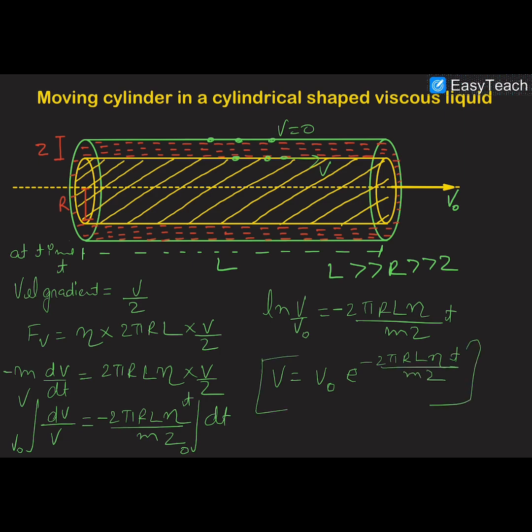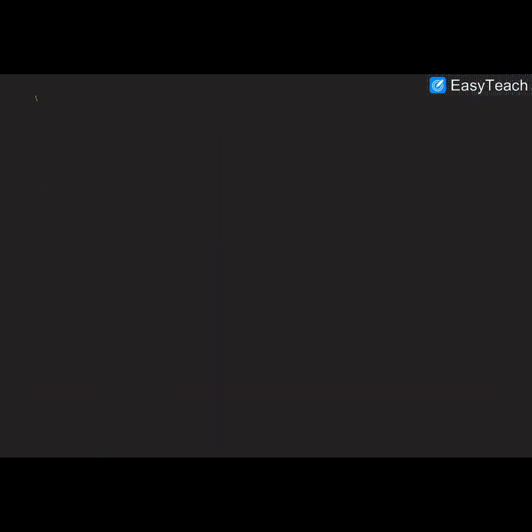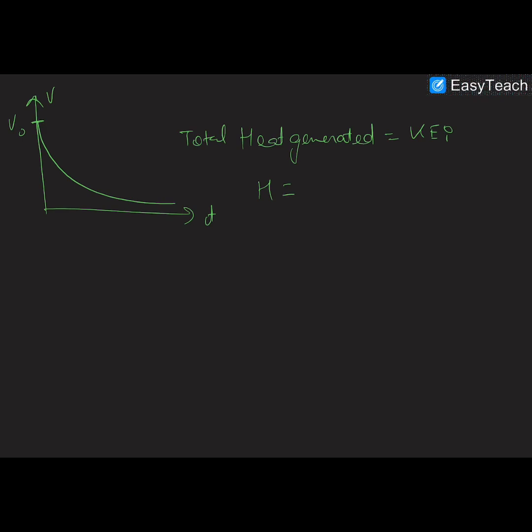So this will be the velocity of the cylinder, and the variation of this velocity with time will obviously be exponential, and it would look like this. And the total heat generated will be the initial kinetic energy, because eventually all the kinetic energy will be lost. So we can say that the total heat generated will be equal to half m v0 square.